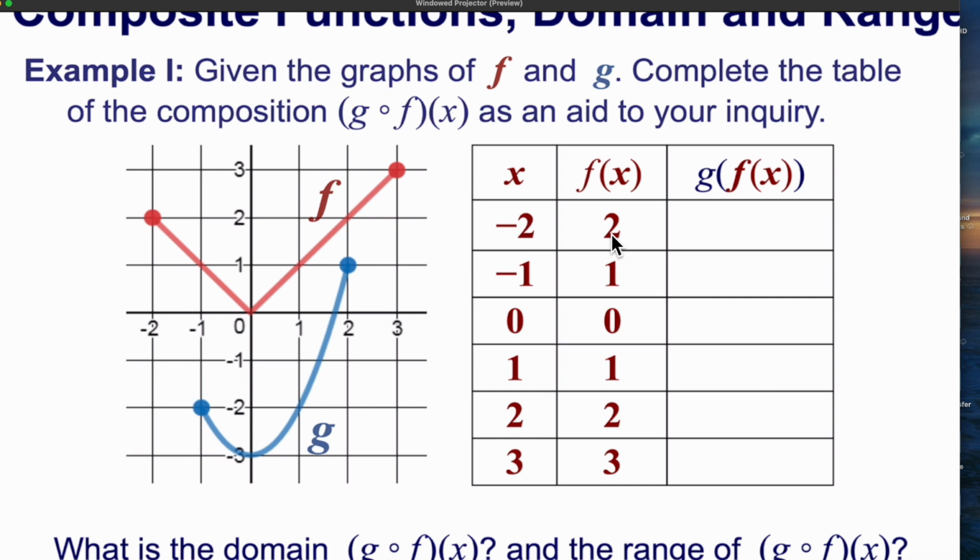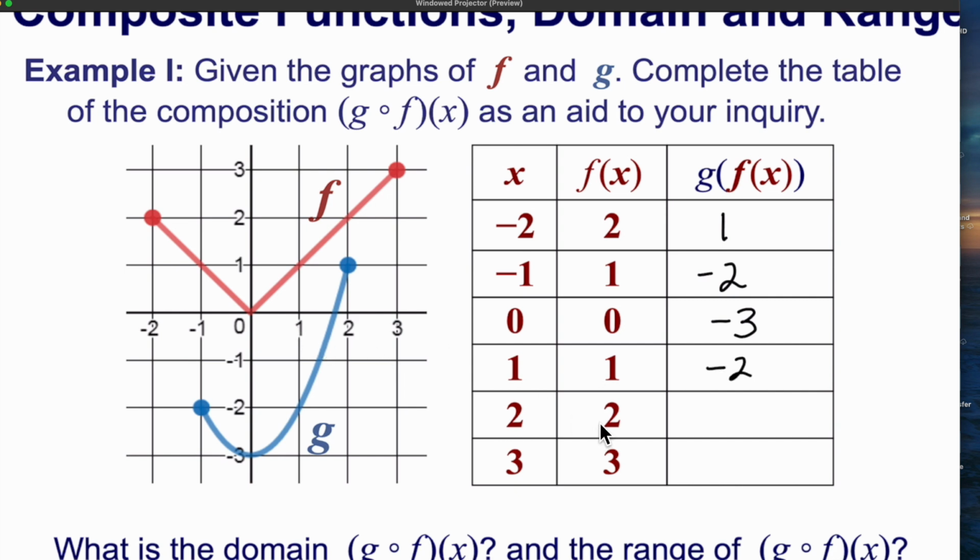So can I plug in 2 into g as an input? Yes, I can. G of 2 exists. G of 2, the y value is 1. So that's okay. Now let's look at an input value of 1. Can we plug in x equals 1 into g? Yes, we can. The output would be -2. How about 0? Yes, we can plug in 0 to g. The output would be negative 3. Can we plug in 1? Yes, we already know that. That's going to be negative 2.